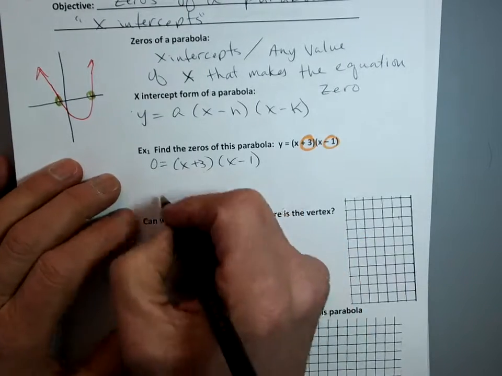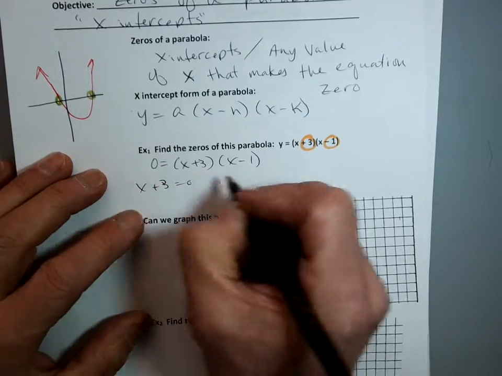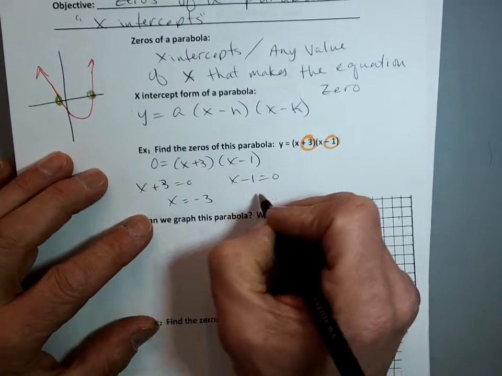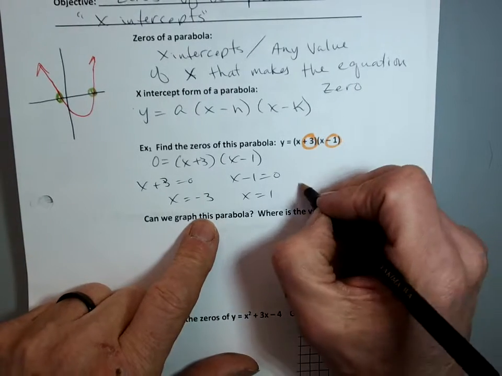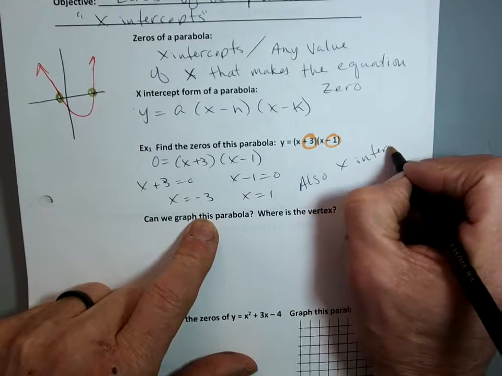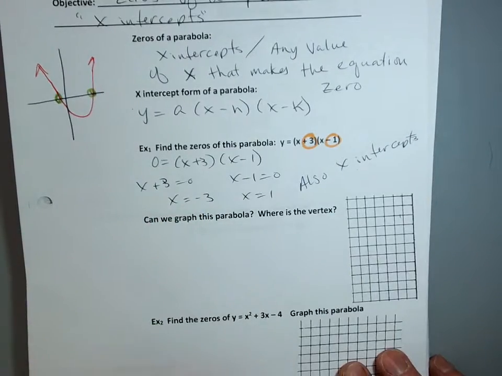So if you solve this in your mini equations, x plus 3 equals 0, and x minus 1 equals 0, you get x equals negative 3, and x equals 1. Those are my zeros, okay? Nothing new. They're also x-intercepts. We've done this before, so this should be easy.